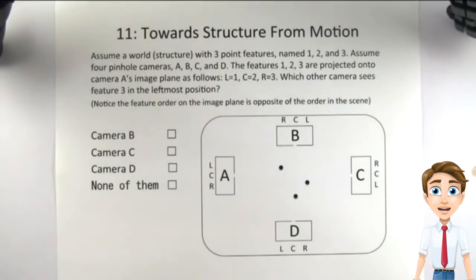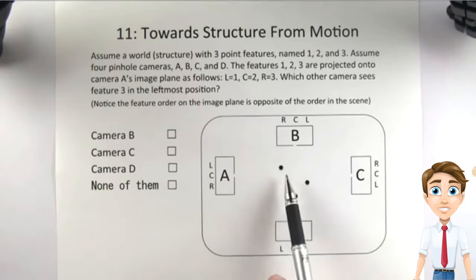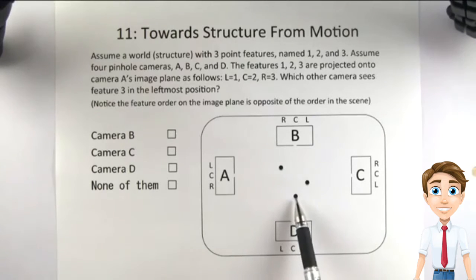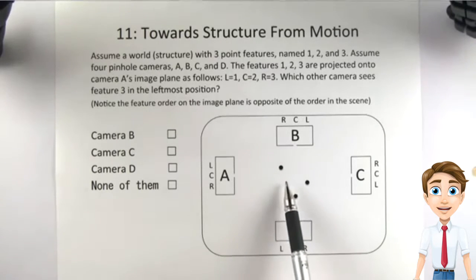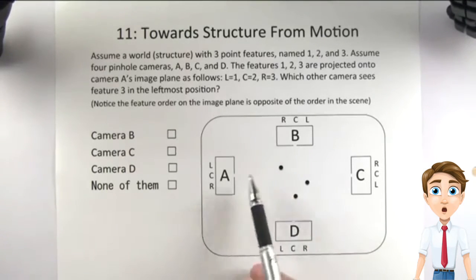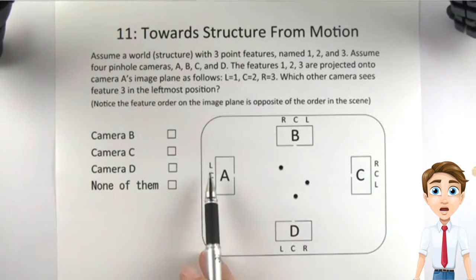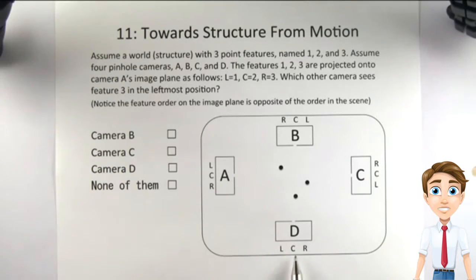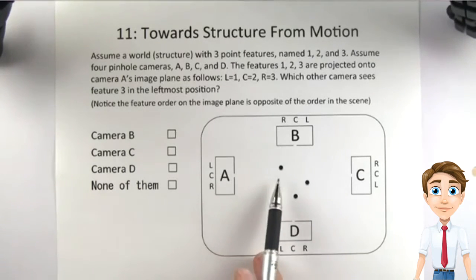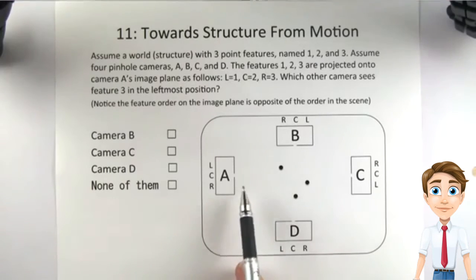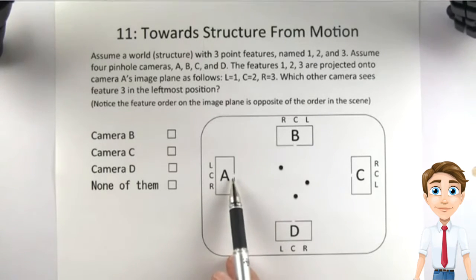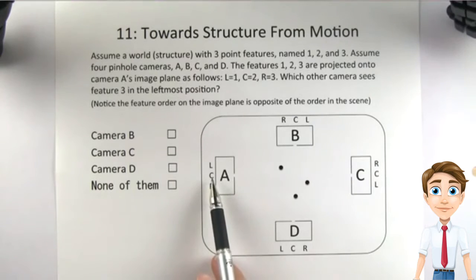Here's a structure from motion type problem that is similar to what I asked you on a homework assignment. Assume that there's a world of 3 point features that will be named 1, 2, 3, but I won't tell you which one is which. There are 4 pinhole cameras, A, B, C, and D, and they all have a left, center, and right side. And you should observe that the perceived order of features in the scene, by virtue of using a pinhole, will be inverted inside the pinhole camera.